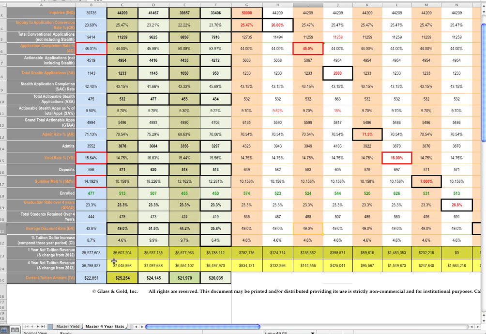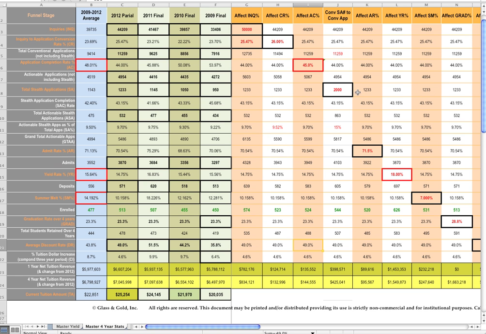Now, you can see that this coming year, our anticipated net revenue for the class that's about to enroll, 513 students, is a little more than $6.6 million. And we have a 4-year net revenue total here as well. And I'll, at some other point, explain how this is calculated. But let's look at something important here.